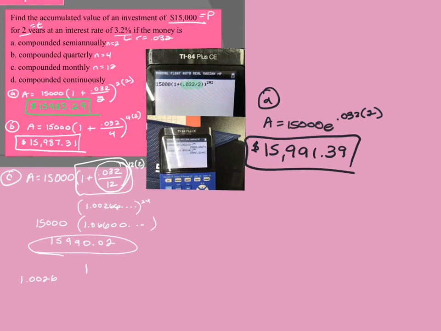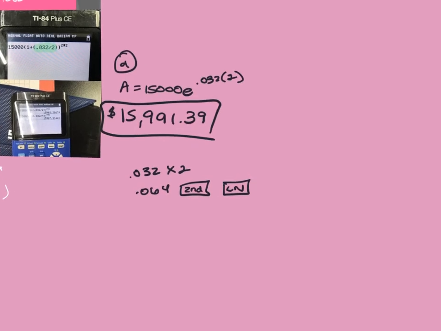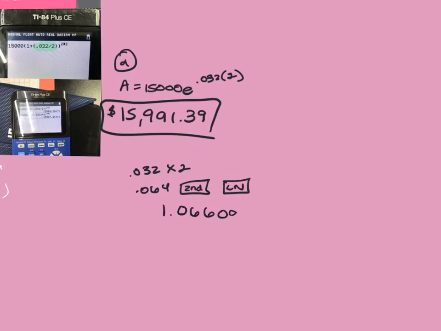On this guy, which is like the basic one, which would be like your phone, you have to do 0.032 times 2 first, which is 0.064. Then hit second, wait, where's your e? All the way at the top. Then hit second ln, which is where the e is. And I get 1.06609, so on and so forth. Then I have to multiply that times 15,000. So I basically go in reverse order, okay? So be really, really careful. I get the same answer.